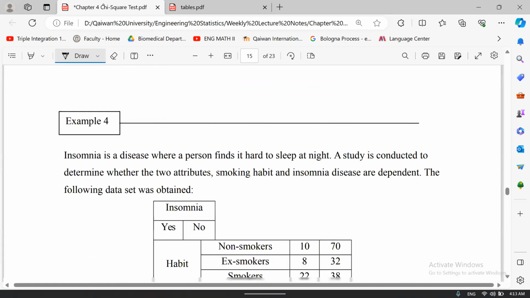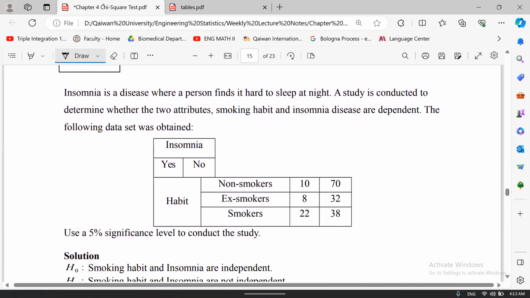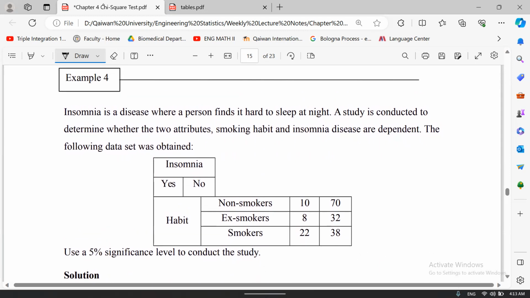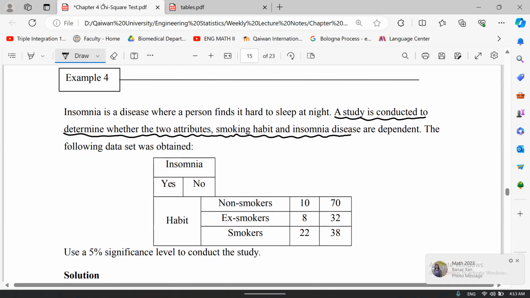Okay. If you look at this example, as you see here, a study is conducted to determine whether the two attributes, smoking habit and insomnia disease, are dependent. This is H naught. What's H1? H1 is that they are not dependent, meaning they are independent.